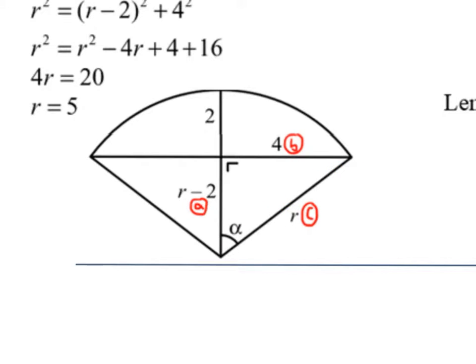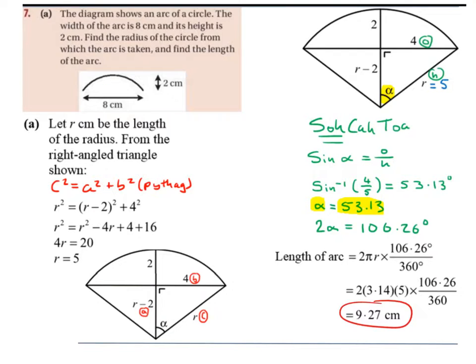which is the radius. So we label our triangle ABC, where C is the longest side, so r is C. So r minus 2 is A, and B is 4. We sub into Pythagoras' theorem, C squared equals A squared plus B squared. So we get r squared equals (r minus 2) squared plus 4 squared. (r minus 2) squared is r squared minus 4r plus 4, and 4 squared is 16. The r squareds will cancel off on both sides.